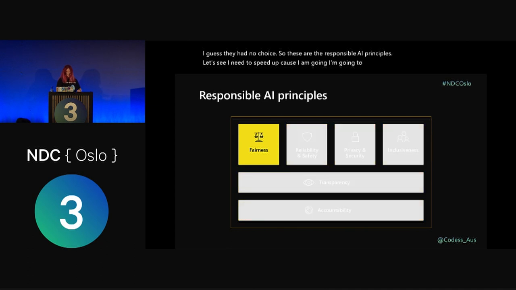Here we go. So we start with fairness. Fairness in AI systems means that it should treat everyone fairly and avoid affecting similarly situated groups of people in different ways. So for example, you think about medical treatment, loan applications, employment, and you want to make the same recommendations to everyone with similar symptoms, financial circumstances, or professional qualifications.